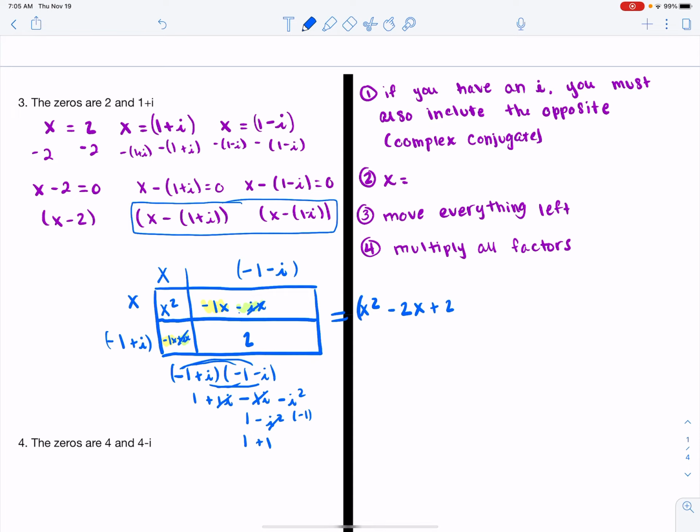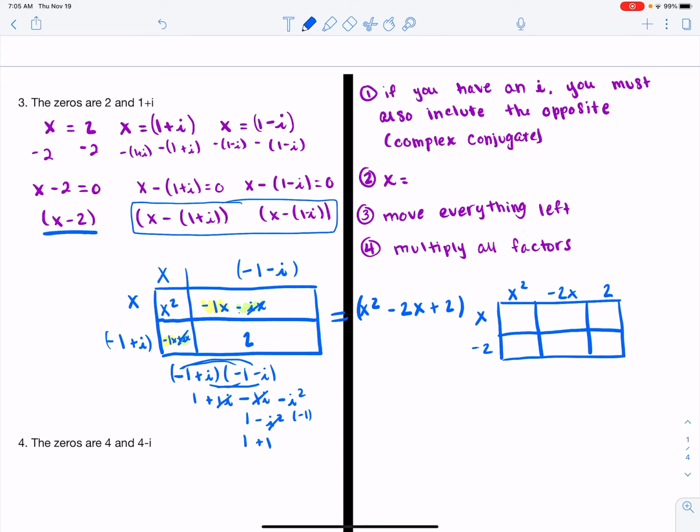Okay, that still needs to multiply to this x minus 2 that I have left over. So I'm going to come over here and build another box to multiply those to finish. So I have an x squared, a negative 2x, and a 2. On the side I have an x and a negative 2. Okay, x times x squared is x cubed. x times negative 2x is negative 2x squared. x times 2 is 2x. Negative 2 times x squared is negative 2x squared. Negative 2 times negative 2x is positive 4x. Negative 2 times 2 is negative 4.